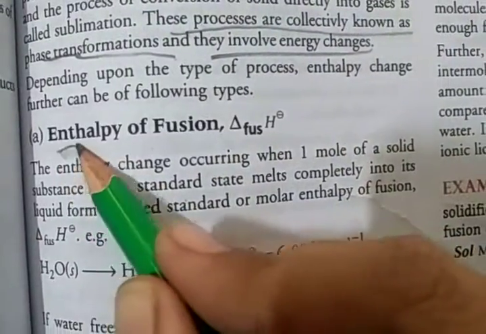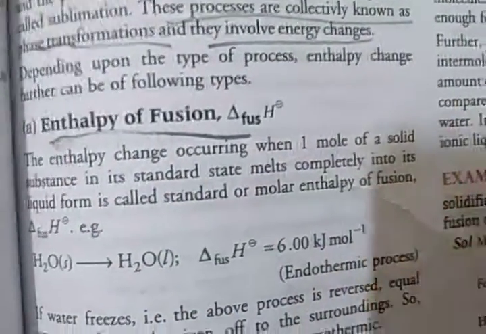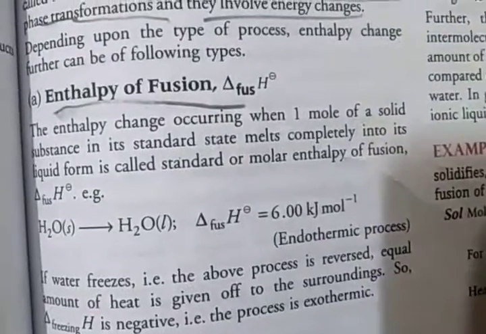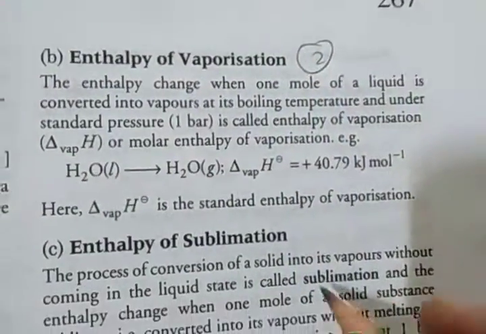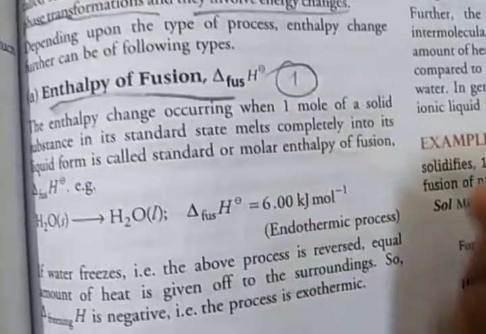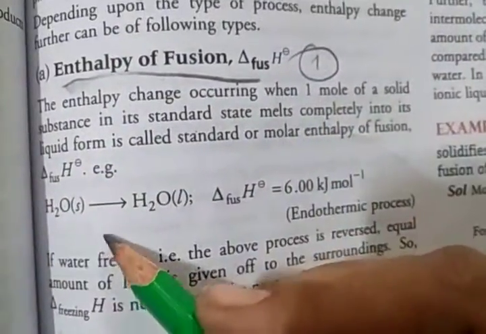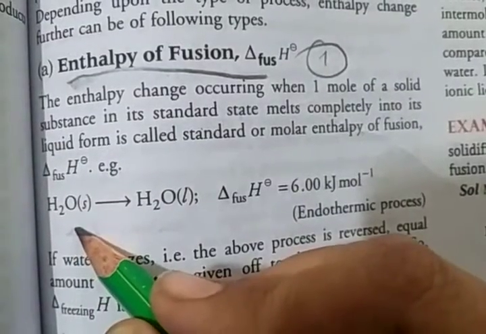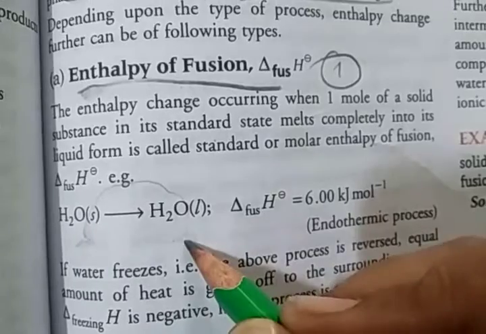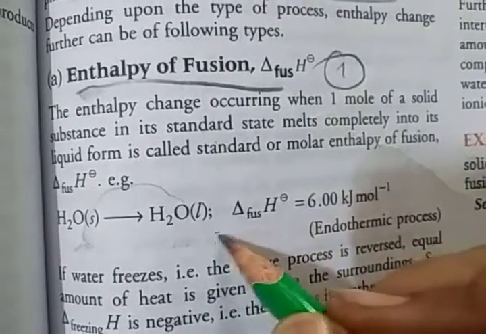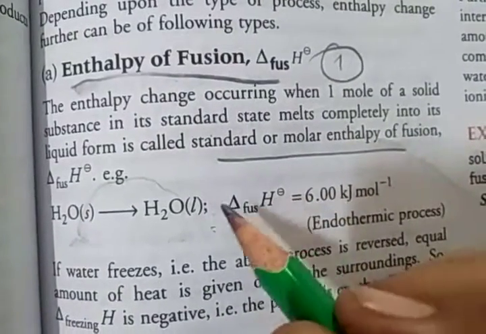First is enthalpy of fusion. Second one is enthalpy of vaporization. Third is enthalpy of sublimation. So first is enthalpy of fusion. In this reaction, 1 mole of a solid substance in its standard state melts completely into its liquid form. So it is called standard or molar enthalpy of fusion.